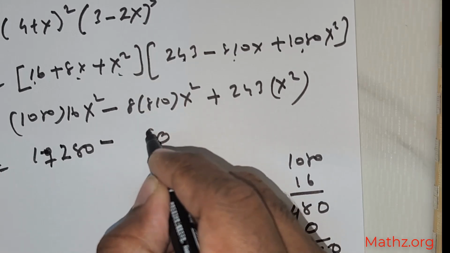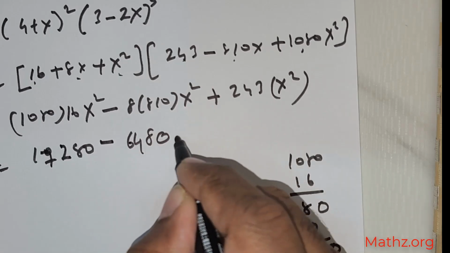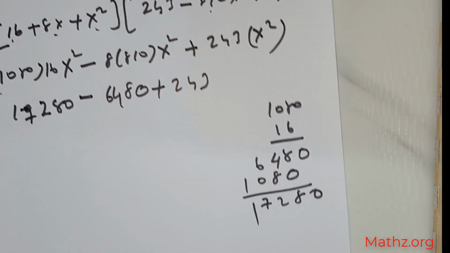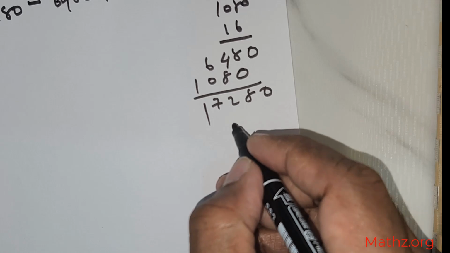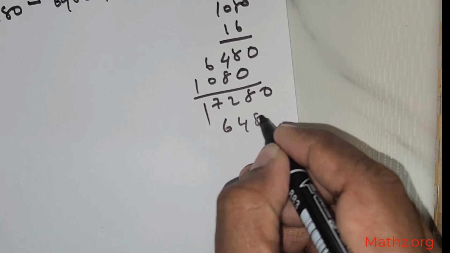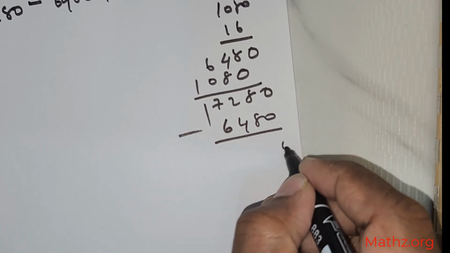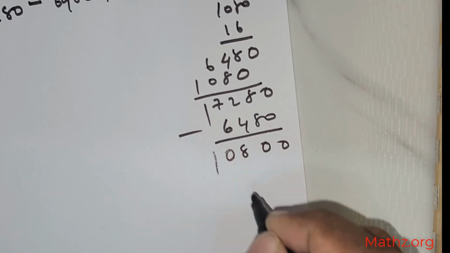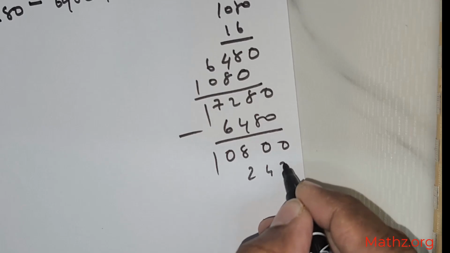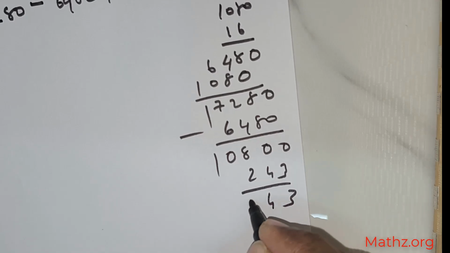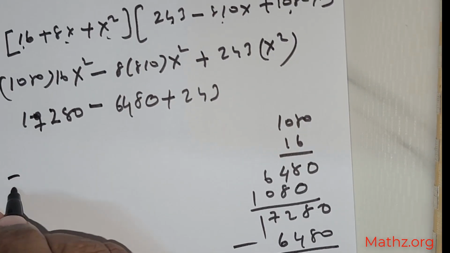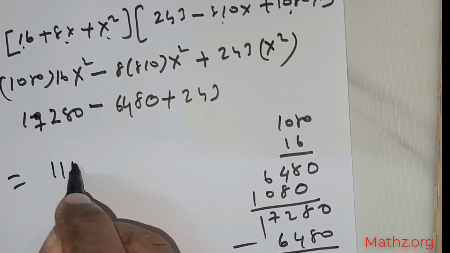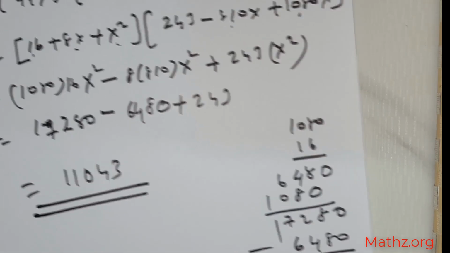8 times 810: 8 zeros are 0, 8 ones are 8, 8 eights are 64, so 6480. It's a negative, so 17280 minus 6480, and then 243 has to be added. So the value is 11043. So that is the solution.